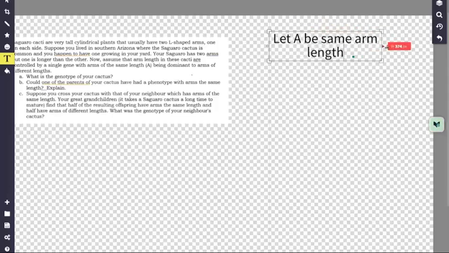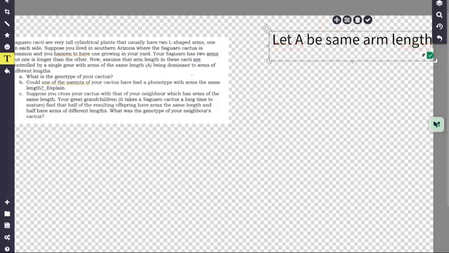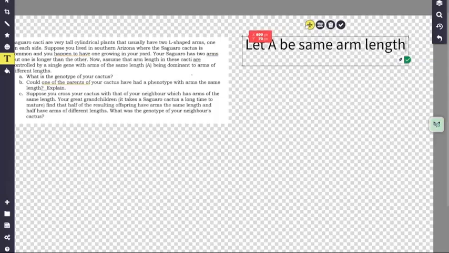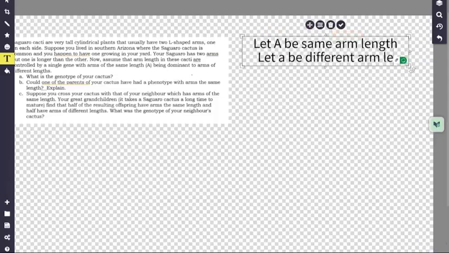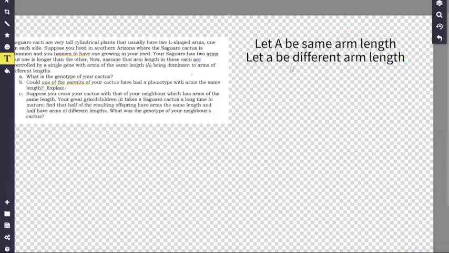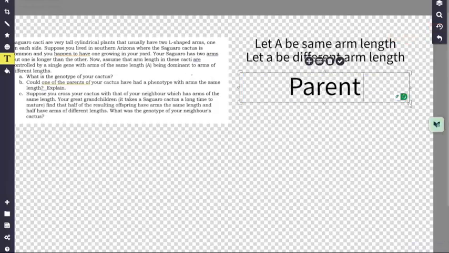And let's drag a little bit of this, move it a little here. Okay, let a be different arm length. Alright, so now we have the let statement. That's 1 point right there we just earned ourselves. And let's look at the parents. So, parent 1, I'm going to do P1.